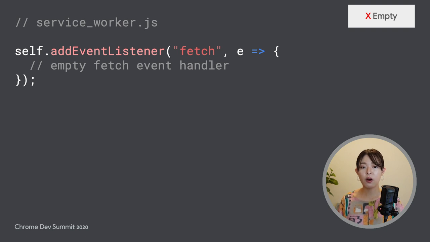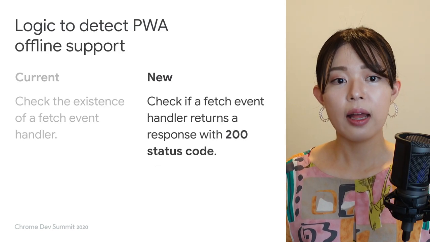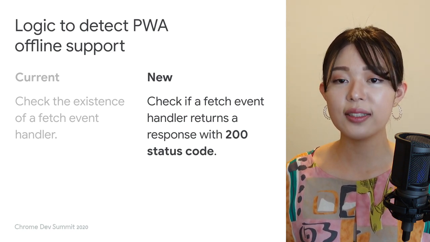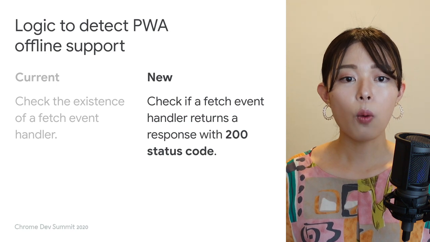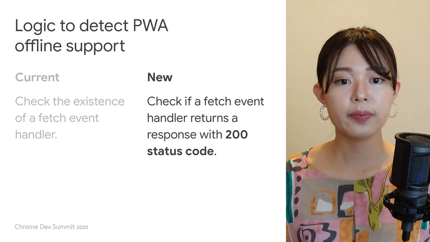But what happens if a fetch event handler is empty? If a fetch event handler is empty, it does nothing, so HTTP requests fail. It leads to the dinosaur page. This is a problem that I'm working on right now. Concretely speaking, Chrome will stop considering the empty event handler as an offline support. We are updating the offline capability detection logic as follows.